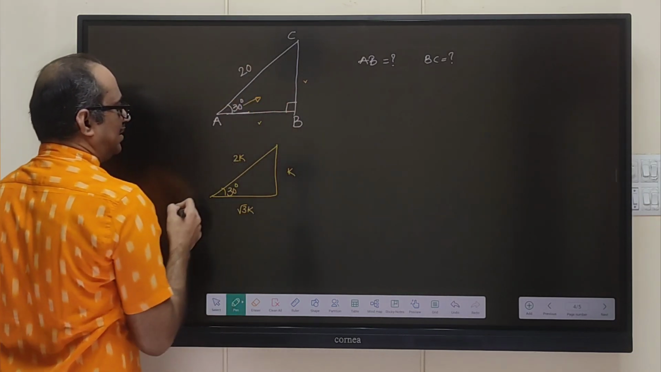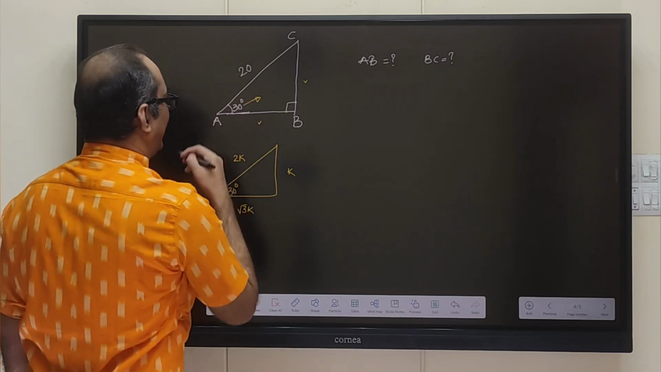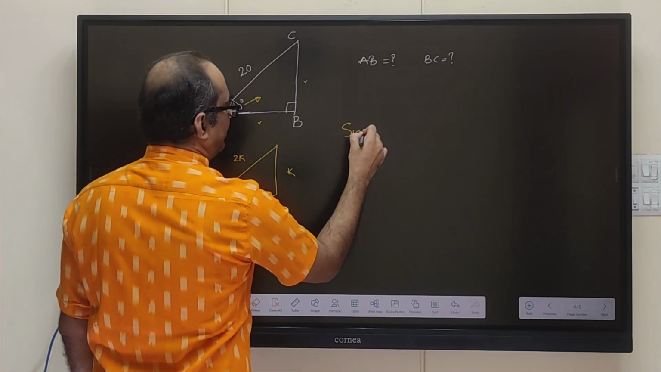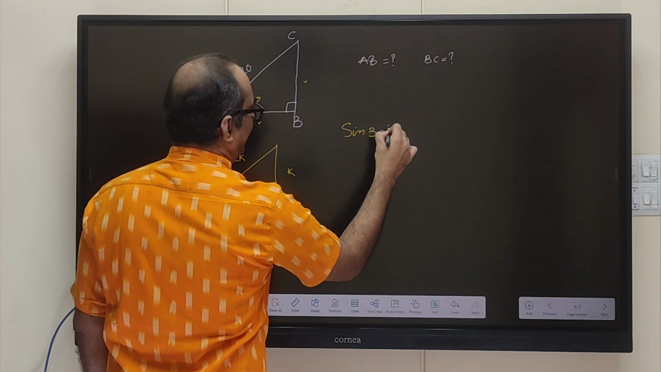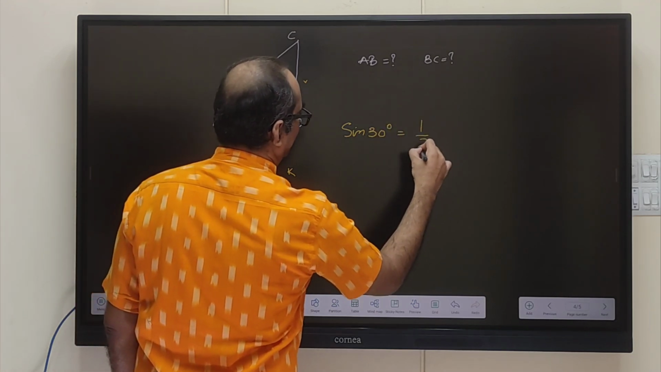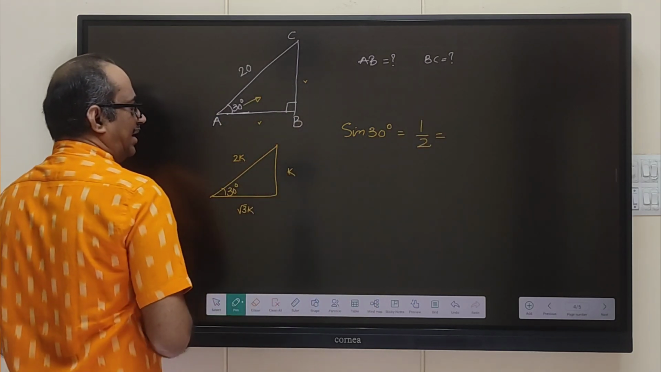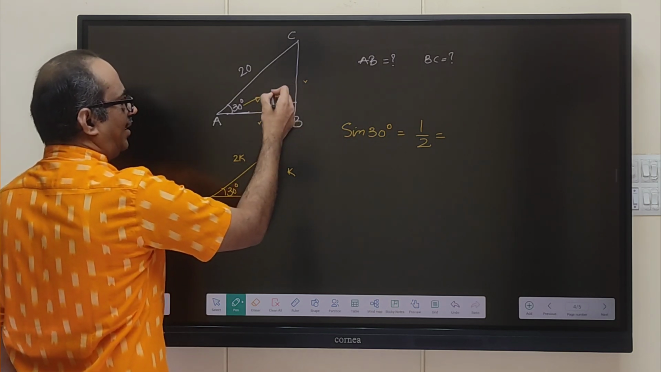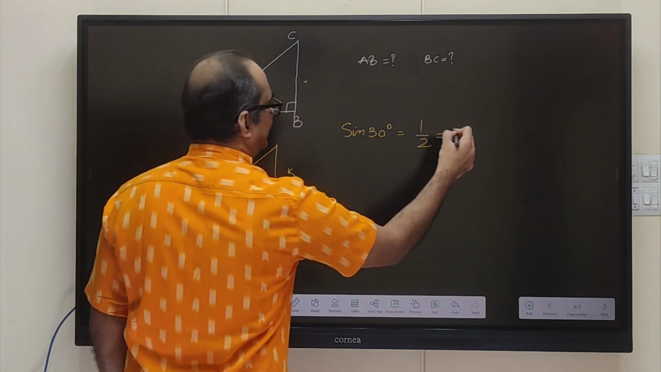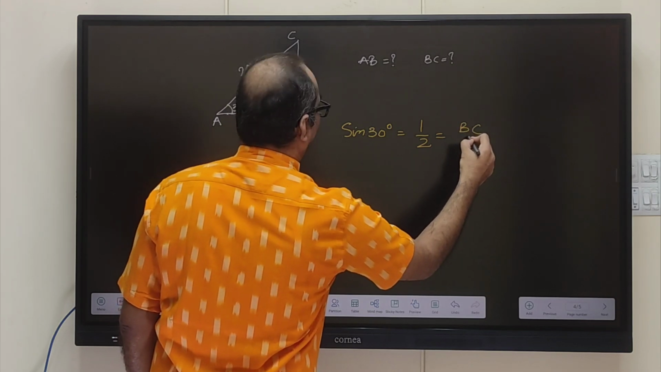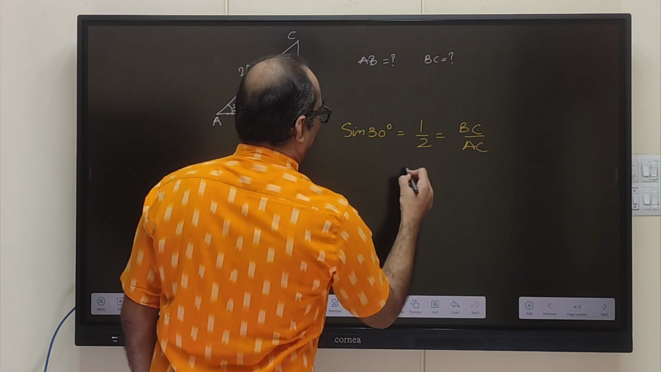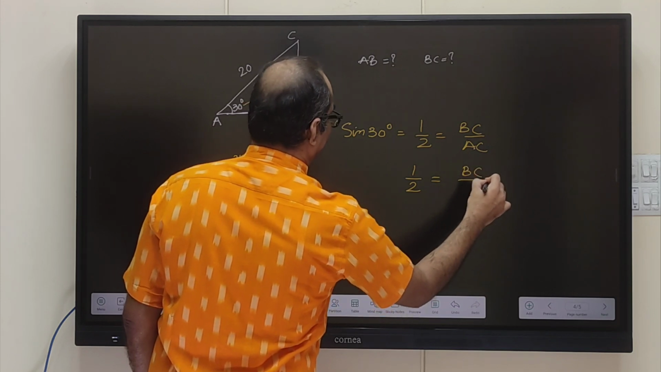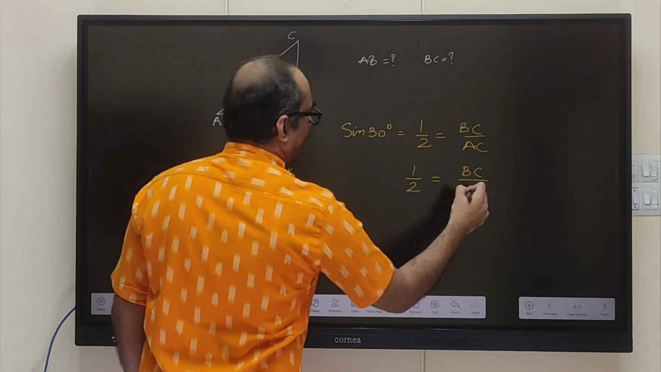We know the hypotenuse. So we can just go ahead and write down what is sine 30. First we will do that. We'll say sine 30 equals 1 by 2. We know that sine 30 is 1 by 2. But basically from here, what is sine 30? Opposite by hypotenuse. That is nothing but BC divided by AC. So 1 by 2 equals BC divided by AC. AC is given to us as 20.